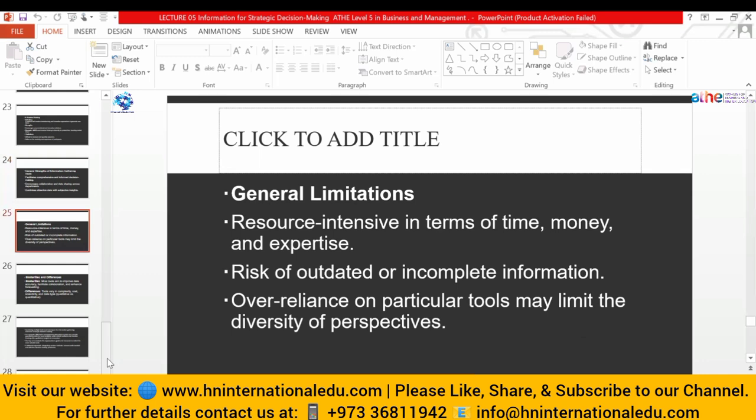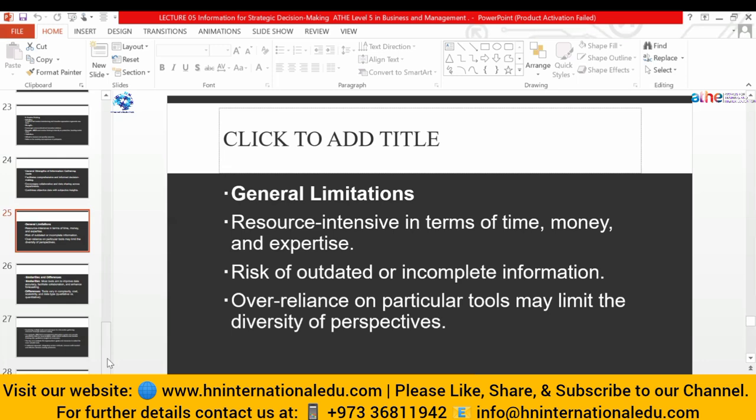General limitations. Resource intensive in terms of time, money, and expertise. Why? Because already you're facing the problem of scarce resources. And when it comes to using different tools and techniques to process strategic decision making, we need to have a look at the time factor, the money factor, and the expertise factor as well. Because the people you're going to hire, every person is going to settle down with different rates, salary.